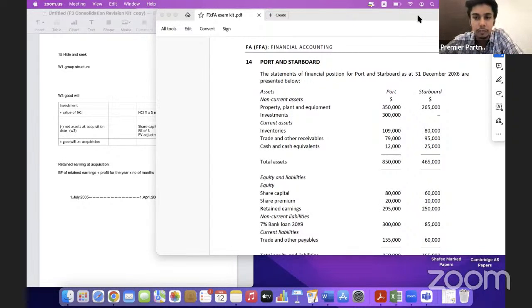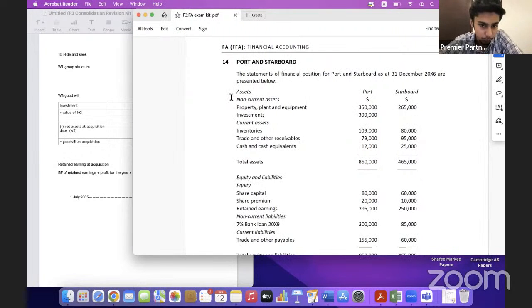Now, guys, there's a question from the Kaplan exam kit called Port and Starboard. It's a full question. If I'm not wrong, by discussing this question, we will be able to touch on all sections of the SOFP. Normally, when it comes to consolidated SOFP, we need to learn how to do the workings: group structure, net assets of subsidiary, retained earnings, group retained earnings, non-controlling interest, goodwill. Those are some of the common adjustments that we get in every single paper.